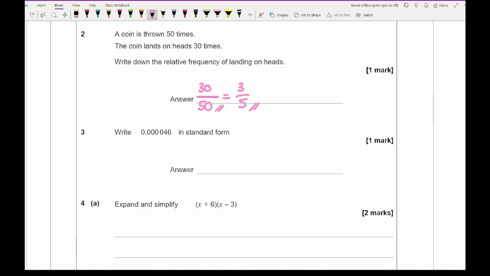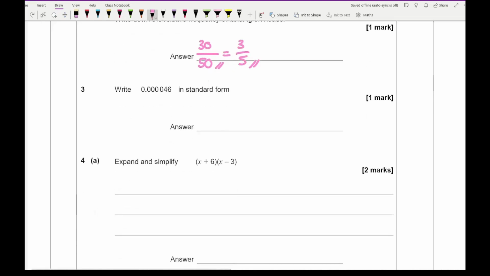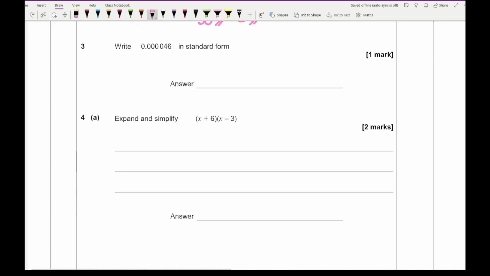Although it doesn't say for us to simplify our answer, they would accept any of those two fractions. Also, they may even accept 0.6 if you convert it to a decimal, but I personally would have left it as a fraction. Moving on to question 3, looking at standard form, we want to convert this ordinary number into standard form. So our first number is going to be 4.6 multiplied by 10 to the power of minus, because it's a small number, and then all I'm doing is counting the number of decimal places till it gets to 4.6. Or alternatively you can count the number of zeros at the front, in which there are 5, so it's going to be 4.6 times 10 to the power of minus 5.